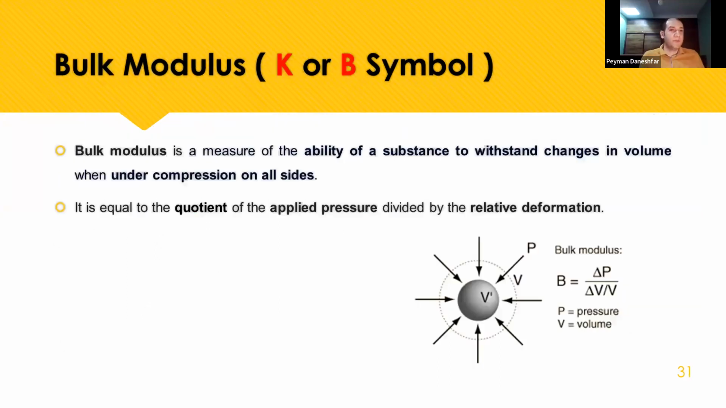Another parameter is bulk modulus, which we show with a K or B symbol. Bulk modulus is a measure of the ability of a substance to withstand a slight change in volume under compression. This is the ratio between the differential pressure and the change in volume. It is equal to the quotient of the applied pressure divided by the relative deformation.